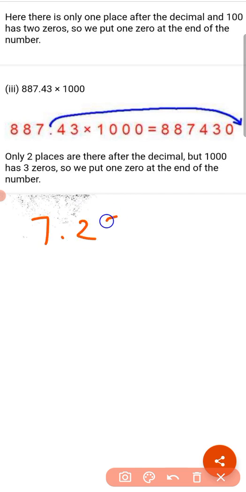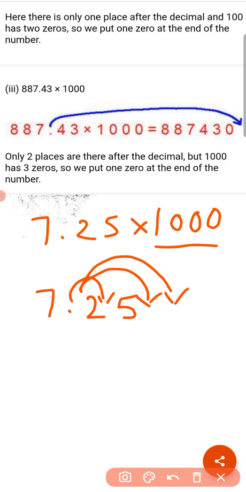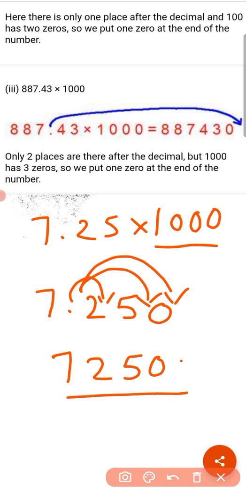Now we are multiplying the number by 1000. 1000 means the decimal point should move 3 places to the right side. 1, 2, and we need one more place also. So what will we do, children? Put a 0. So our answer is 7250. This is the position of the decimal, but at the end of this number the decimal is valueless.